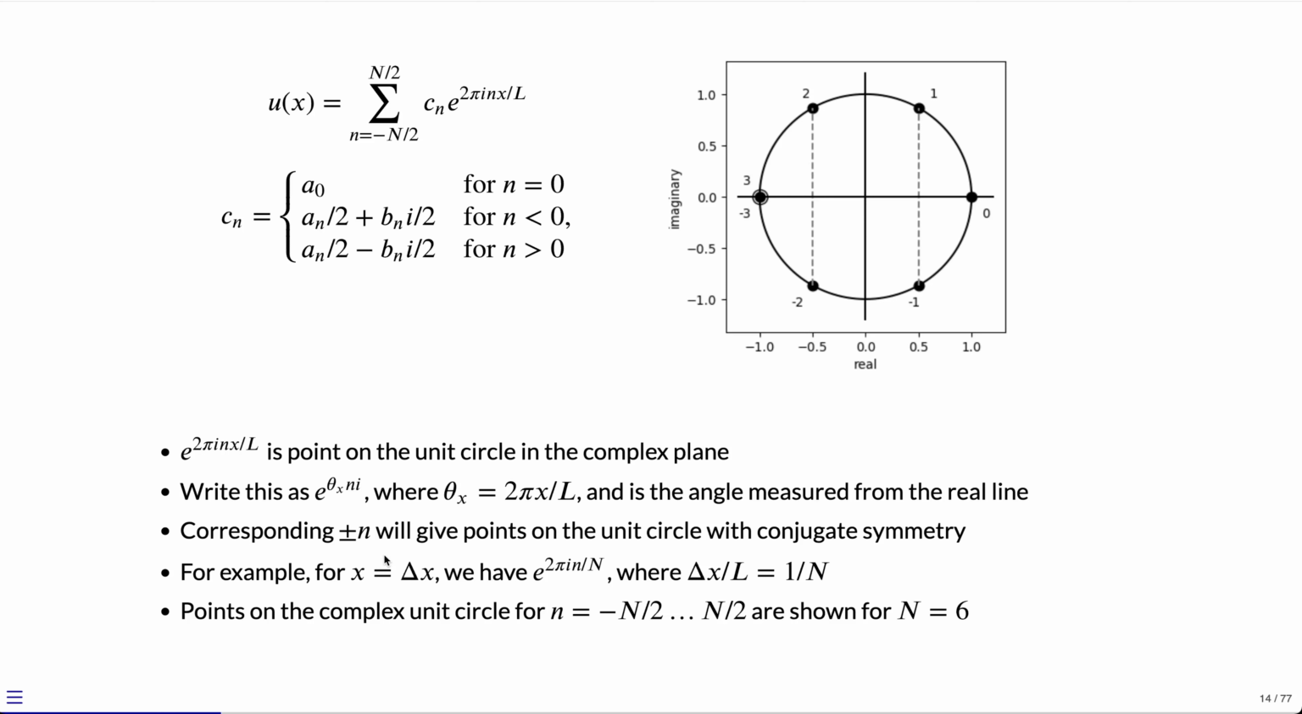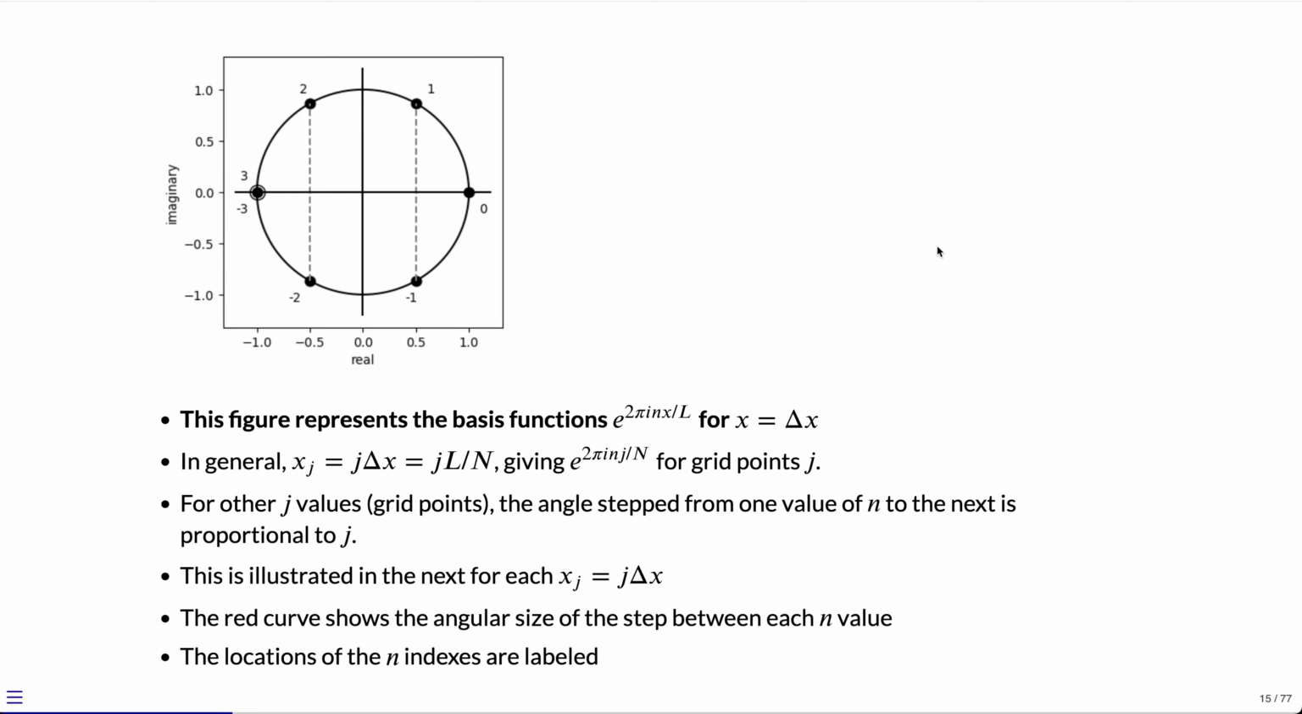Okay, now what we're showing here is when x is delta x, we have e to the 2 pi I n over big N, where delta x over L is equal to 1 over big N. So we've changed this 2 pi x over L to 2 pi n over big N when x is just a single delta x. And then this n varies as we've shown as we step around that circle.